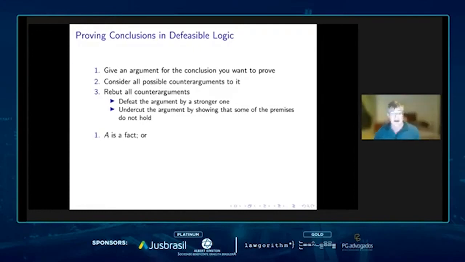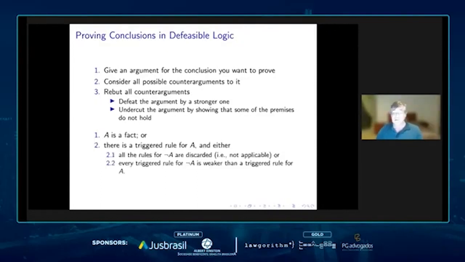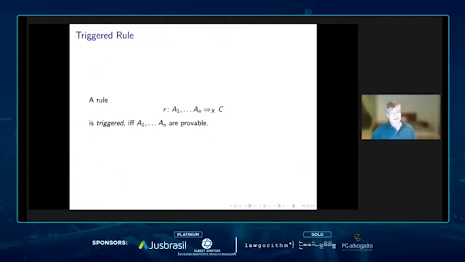So the basic construction is that an argument for A is a basic fact, or there is a triggered rule for A, and either all the rules for the opposite are discarded, not applicable or not triggered, and every triggered rule for not A is weaker than a triggered rule for A. So the key point is to determine what it means for a rule to be triggered. If we have a rule, and it could be either a constitutive or a prescriptive rule, the definition of trigger is very, very simple. We need all the elements in the if part, the antecedent A1 to AN, to be provable, and that is the basic condition.